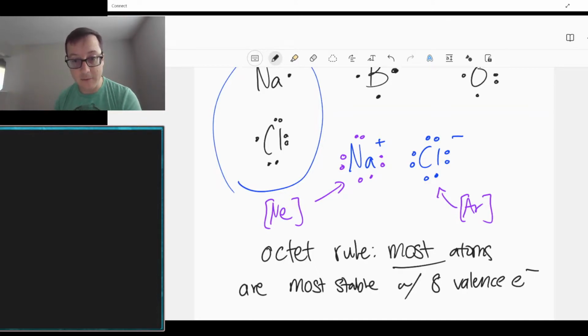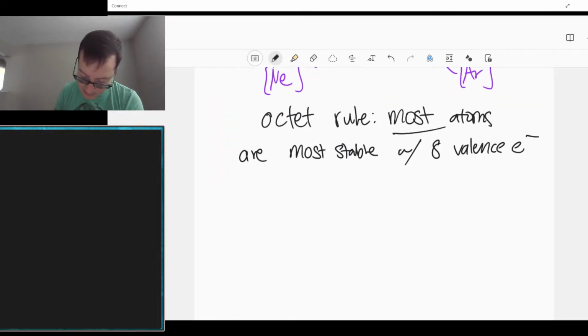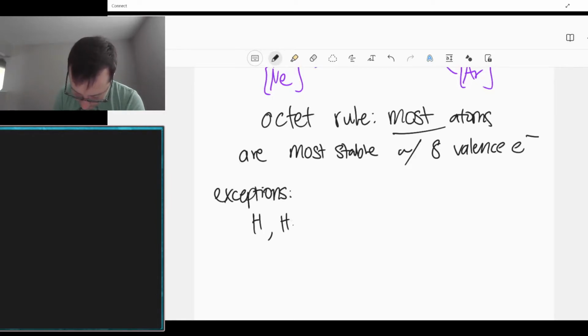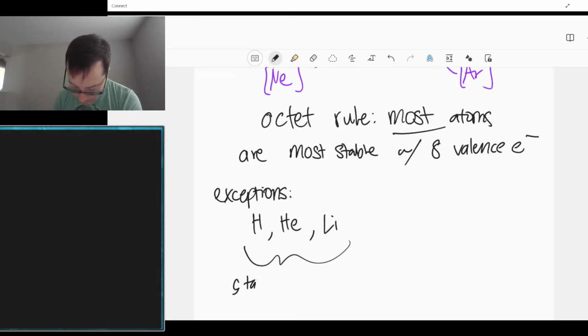Of course, there are some exceptions. For example, the first row of the periodic table, where we don't even have close to 8. Some of them have just 2, and that's just fine. So, some exceptions. Of course, hydrogen and helium are happy with 2. These are all stable.